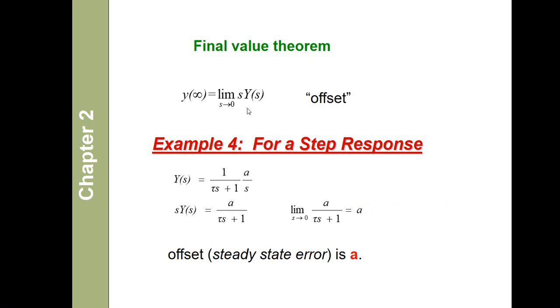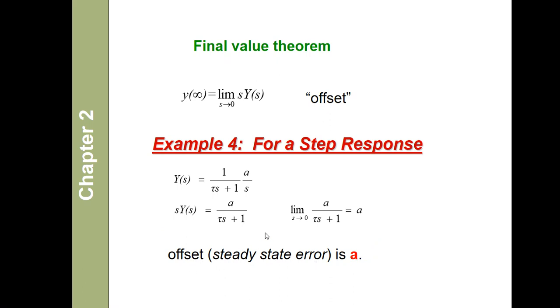Now, this final value of the function after a very long time is also referred to as the offset or the steady state error. Here, you have your y of s, you multiply it with s, so we get rid of the s here. Then we evaluate the limit as s approaches 0. The value is a.